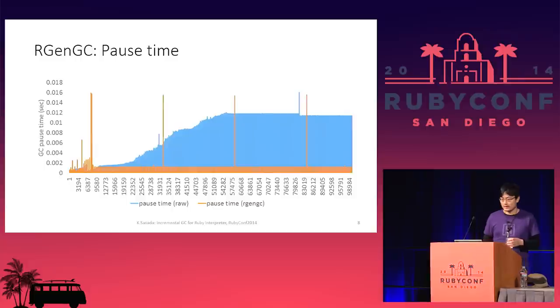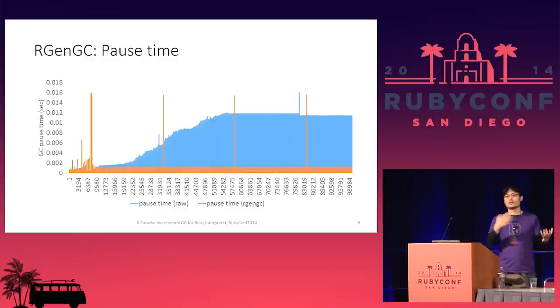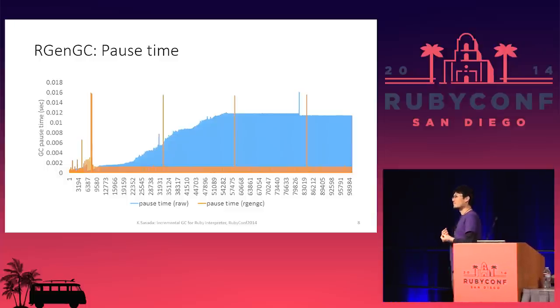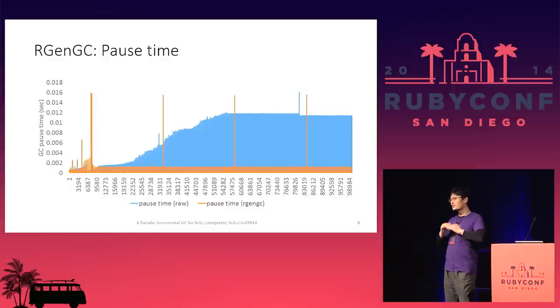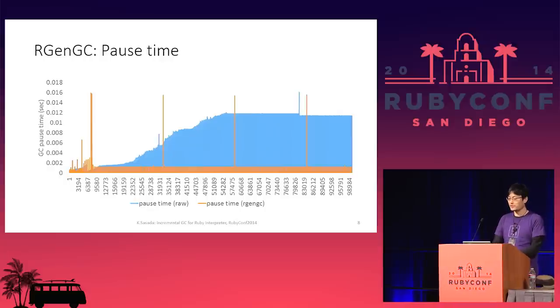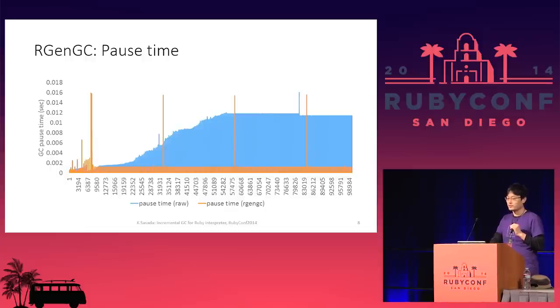But seeing the pause time, it is a problem. Generational garbage collection separates the young generation and the old generation. GC for the young generation has a small enough pause time. These bars show the minor GC pause time, but several times there is a long pause time. It's caused by the major GC.